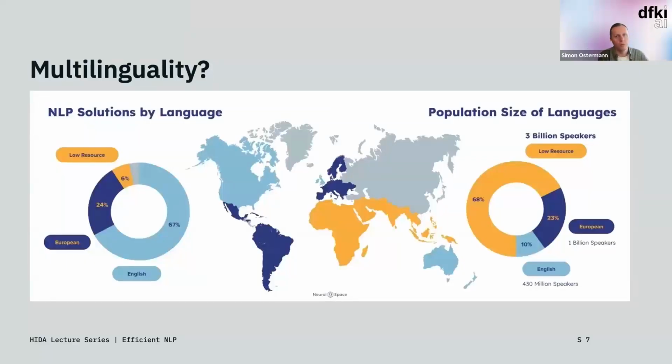Also, multilinguality is a big problem. I like to show this graph a lot. What you see on the left side is the NLP solutions that we have per language. And you see that English makes up 2/3 of available NLP solutions on the market.